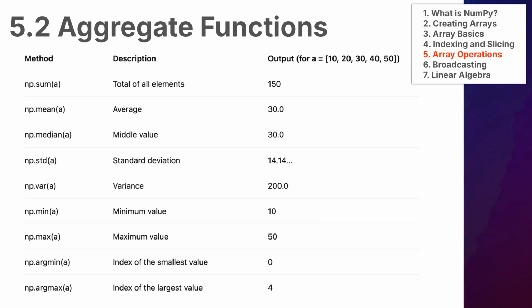Next, minimum and maximum. They return the smallest or largest value in the array respectively. The last two are the arguments of the minimum and maximum, which return the index number. For example, the argument of the minimum is 10 and its index number is 0.